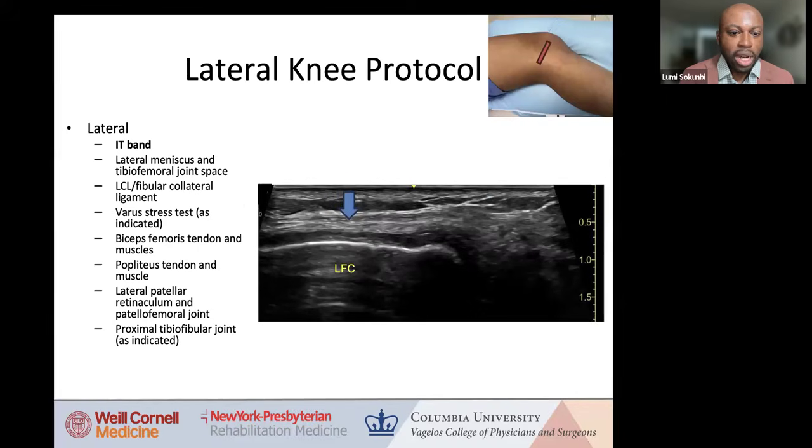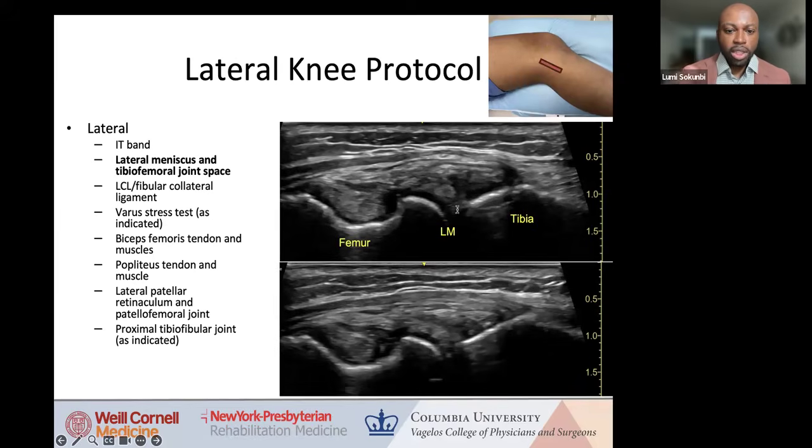Now looking at it in short axis, you can see it here on top of that lateral femoral condyle. In terms of pathology, what you're looking for, a lot of times for distal IT band tendinopathies, is any sort of swollen band, any hypoechoic changes or loss of the fibrillar pattern, and seeing if it reproduces their pain as well with sonopalpation.